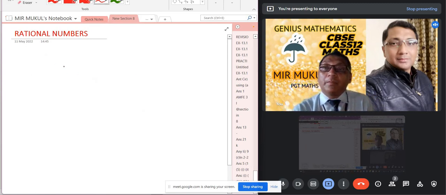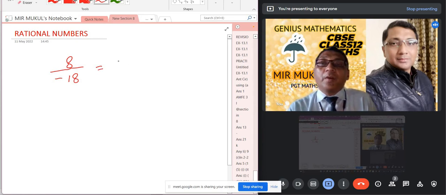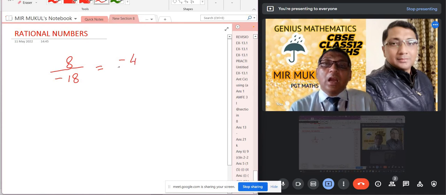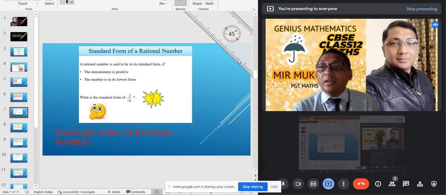Standard form of numbers, like suppose 8 by minus 18. Okay, so this is not a standard form of rational number. If you want to convert it into a standard form of rational number, this minus you will bring in numerator, and if you divide numerator by 2, then you will get 4, and if you divide denominator by 2, then you will get 9. That means minus 4 by 9 will be the standard form of rational number.